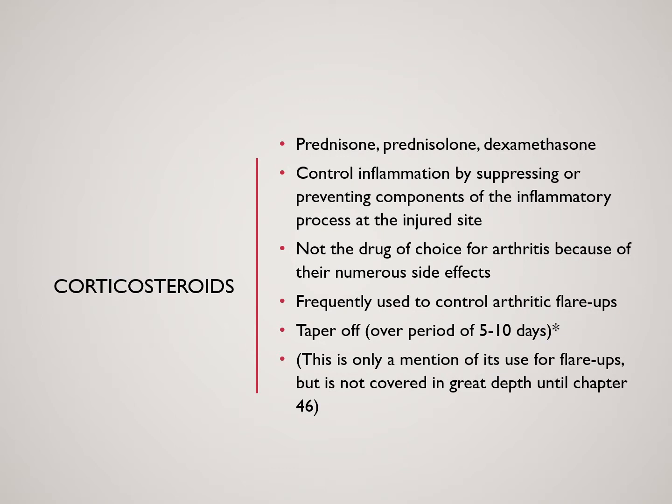Corticosteroids, we're not going to go over these quite a bit, okay? We're just going to kind of hit on them for a second. These are only mentioned because they're used in flare-ups, but we're not going to cover it in great depth. Prednisone, prednisolone, dexamethasone. These do control inflammation by suppressing or preventing components of the inflammatory process at the injured site. Not the drug of choice for arthritis because of their numerous side effects. Frequently used to control the arthritic flare-ups, and you want to taper off over 5 to 10 days.